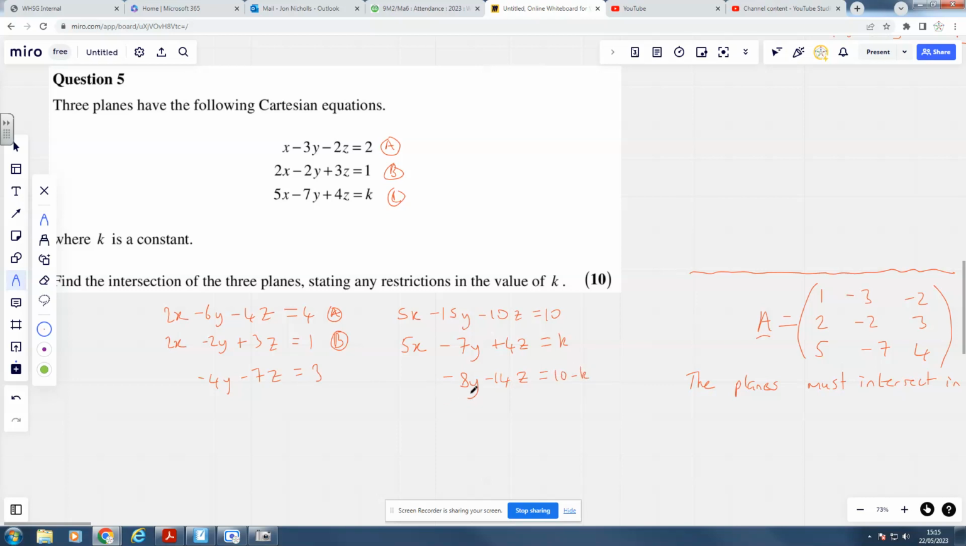10 minus k, yeah? And now if we halve everything, we can say, okay, minus 4y minus 7z is 10 minus k over 2. So yeah, there is a restriction on k, a very strong restriction, which is that 3 must be equal to 10 minus k over 2. If you get inconsistency here, yeah, then the planes don't intersect and you've got the prism kind of thing, yeah? Do you know what I mean by the prism kind of thing?